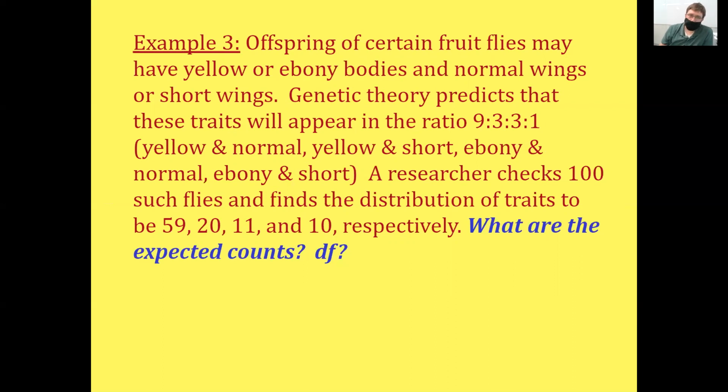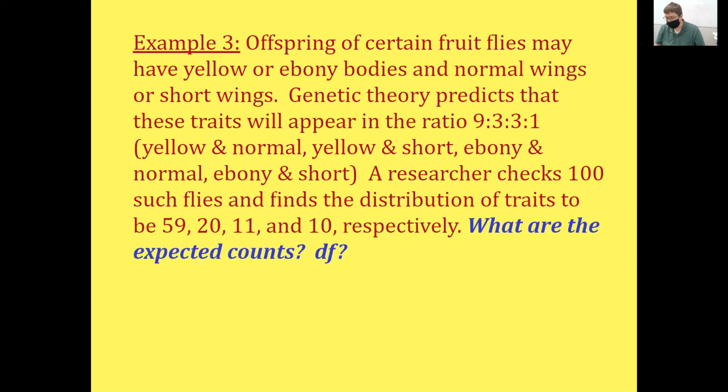Offspring of certain fruit flies may have yellow or ebony bodies and normal or short wings. Genetic theory predicts that these traits will appear in the ratio of 9 to 3 to 3 to 1. And that's broken down as yellow and normal, yellow and short, ebony and normal, and ebony and short. A researcher checks 100 such flies and finds the distribution of traits to be 59, 20, 11, and 10 respectively. What are the expected counts and what are the degrees of freedom?